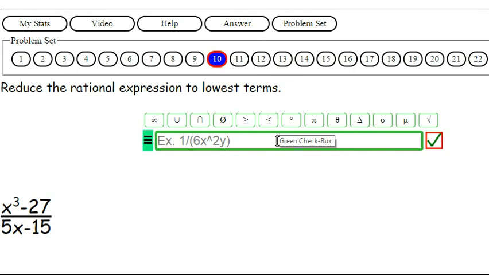So we got x cubed minus 27 over 5x minus 15. Got it. x cubed minus 27 over 5x minus 15.